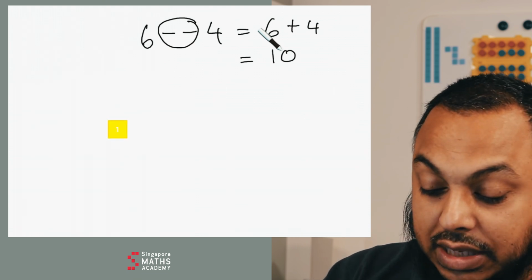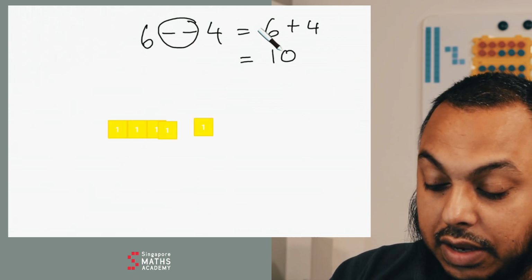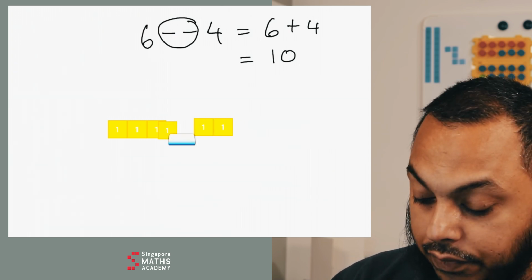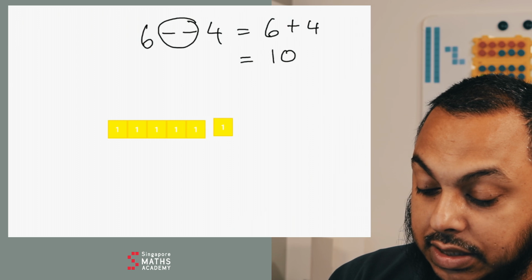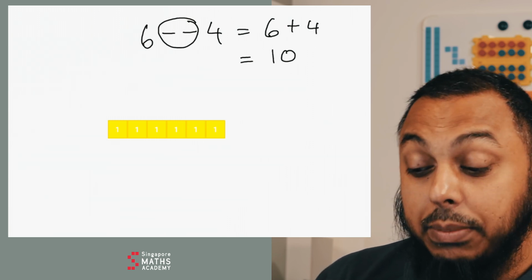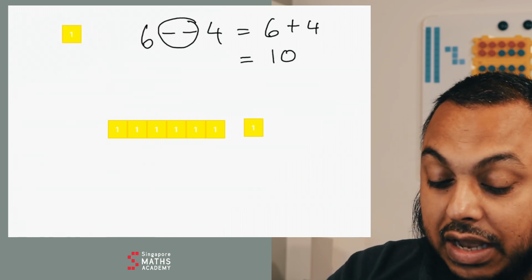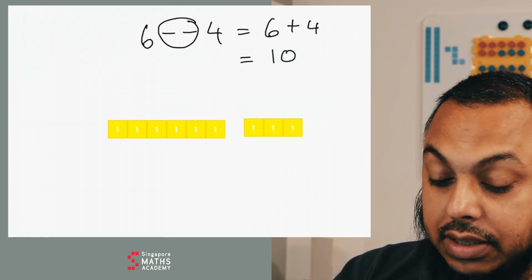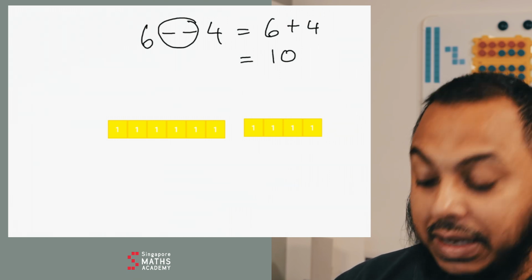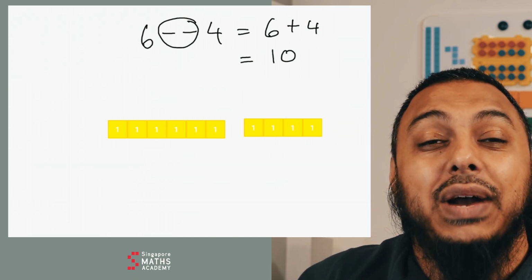Let's have a look. 6 is here. 1, 2, 3, 4, 5, 6. And therefore, I've got my 6 here. And taking away 4 would be 2. But I'm taking away negative 4, which means I'm adding 4 more on. So if I add 4 more on, yep, it gives me 10. 6 add 4 is 10. Perfect, right? So hopefully that's made sense to you. And we can go into multiplying and dividing in our next video.